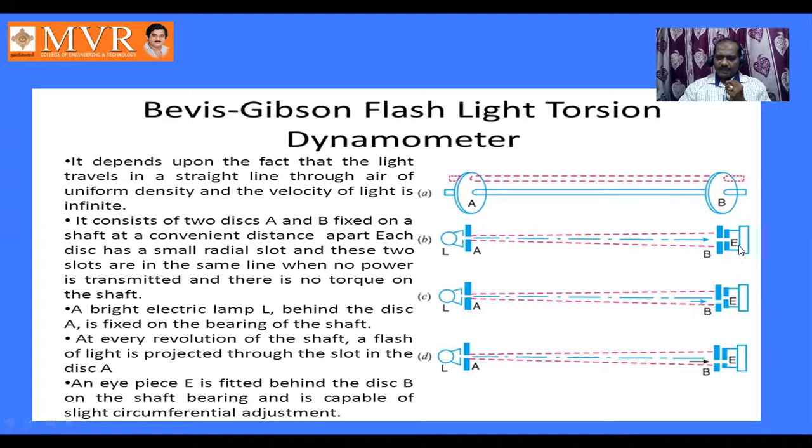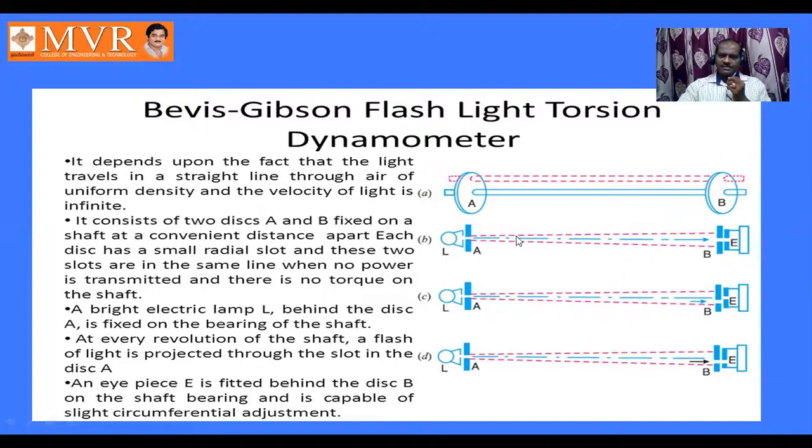So E is going to be the eyepiece, B is one disc, and A is another disc. These are the two slots. In the beginning, both are at rest. When they start rotating, these two have to rotate in the same direction at the same speed. But if there is any deviation, it can be easily noted by observing this eyepiece, because the eyepiece is behind B. Behind A, we are going to have a lamp.